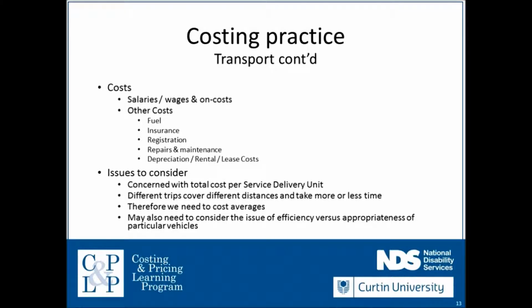Other issues to consider include the total cost that is allocated per service delivery unit or unit of measurement for transport services, as well as, as I said before, that different trips may be covering different distances and may take more or less time. Obviously, costing averages is the easiest and most cost-efficient way to undertake this process, but, as I said before, you may need to cost specific trips, particularly if you're operating in rural, regional or remote areas.